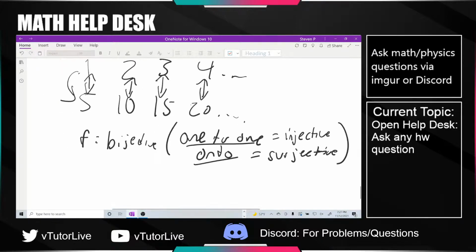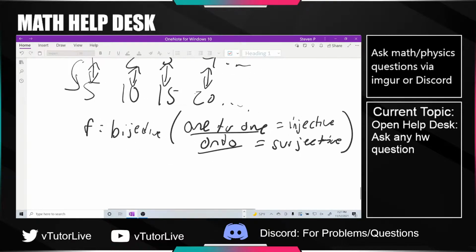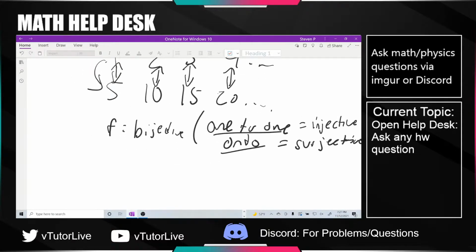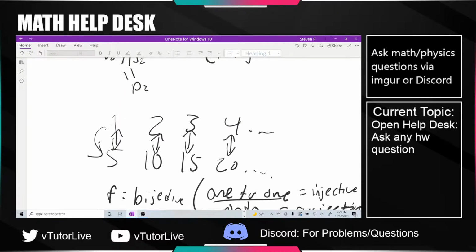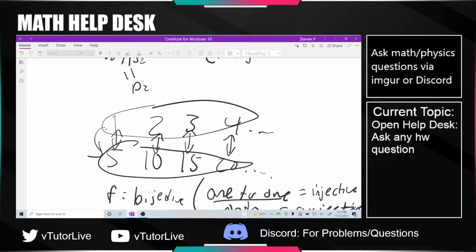So remember, try to recall what injective and surjective mean, or one-to-one and onto, whatever your class terminology likes to use, and show that some function f that maps between the top set to the bottom set is a bijection. That's the idea. That's all.